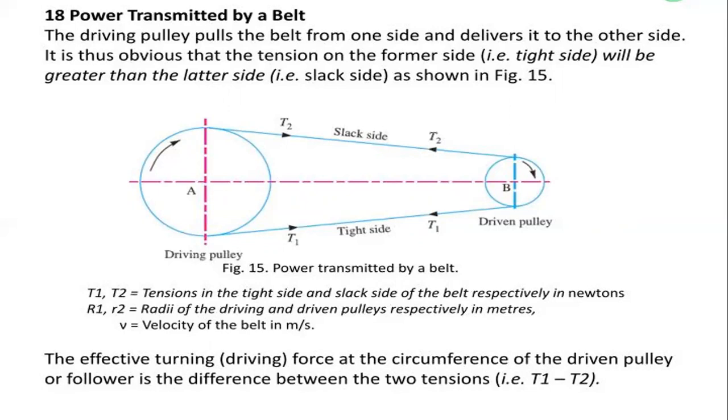Then it is obvious that the tension on the former side, that means the tight side of the belt, will be greater than on the latter side of the belt. The latter side means the slack side, and the former side means the tight side of the belt.